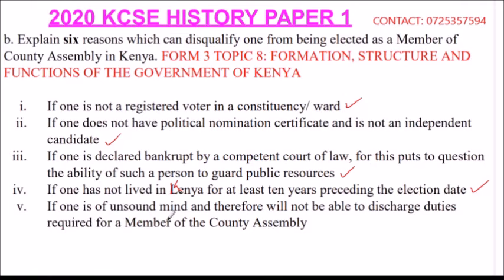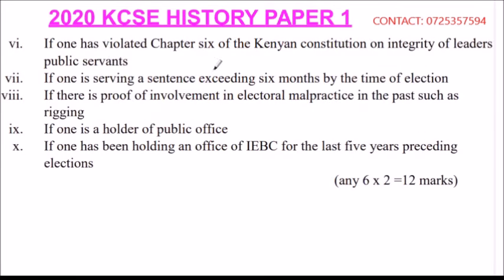Number 5, if one is of unsound mind and therefore will not be able to discharge duties required for a member of the County Assembly. If you are sick, that is, you don't have a sound mind, then you cannot be elected.